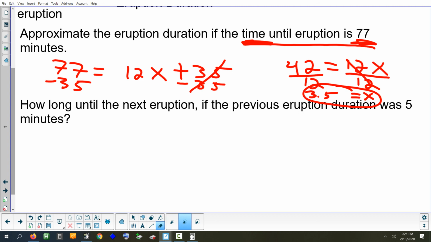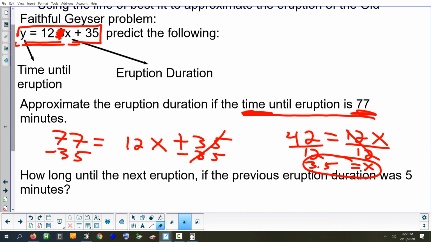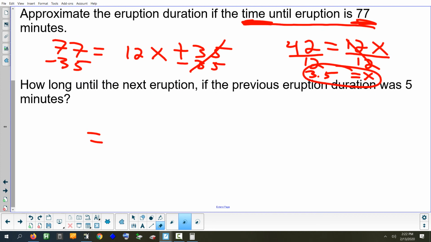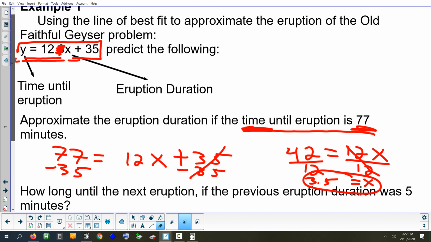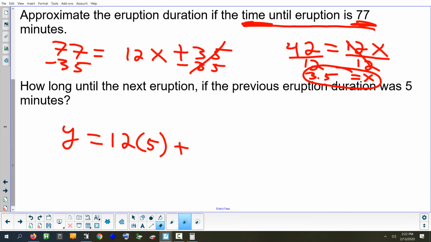Okay? So, duration, 5 minutes. What letter here is duration? X. So we're going to fill in for X. And if we fill in a 5, it's going to tell you how many minutes you have to wait to see it again. So let's fill in 5 for X. What letter is going to be on the left? Y. What number is in front of the X? 12. And X is duration. Duration was 5. And it's plus what on the end? 35.